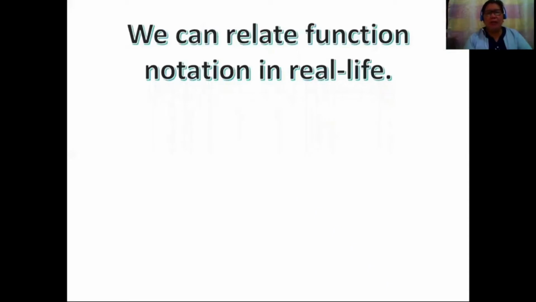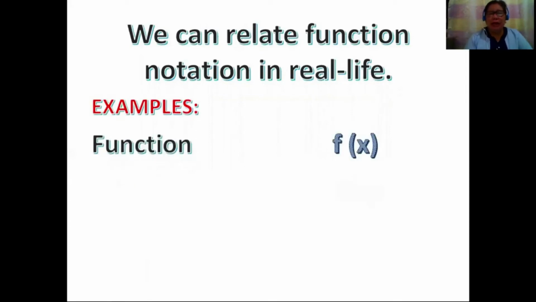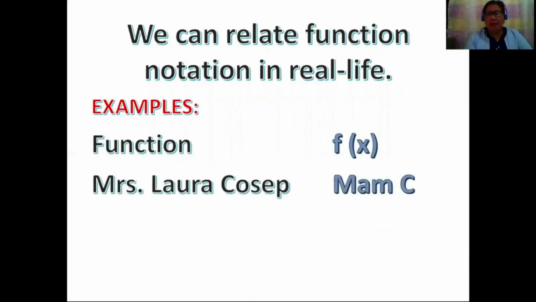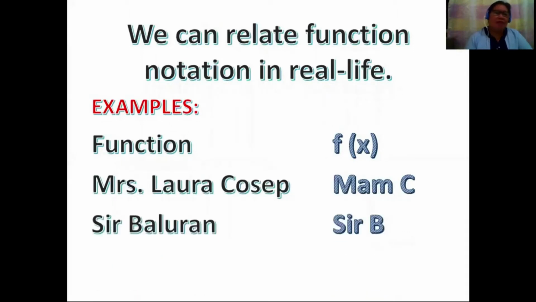We can relate function notation in real life. Like, for function, we have f of x. And Mrs. Laura Cosep as Mom C. And Sir Baluran as Sir B. Let's continue our discussion.